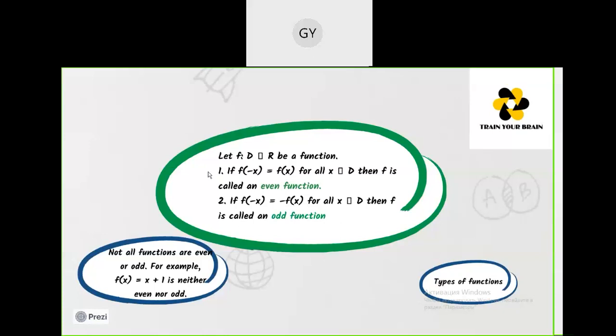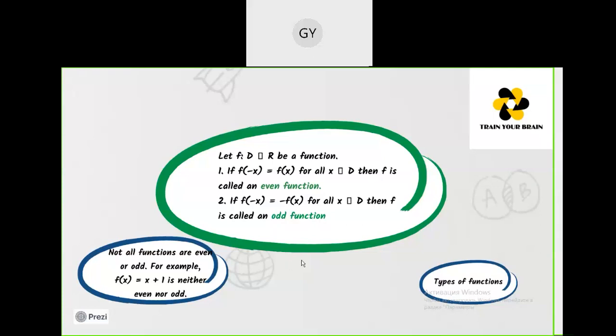If you end up with the exact same function that you started with, then the function is even. If you end up with the exact opposite of what you started with, then the function is odd. Not all functions are even or odd. For example, f of x is equal to x plus 1 is neither even nor odd.